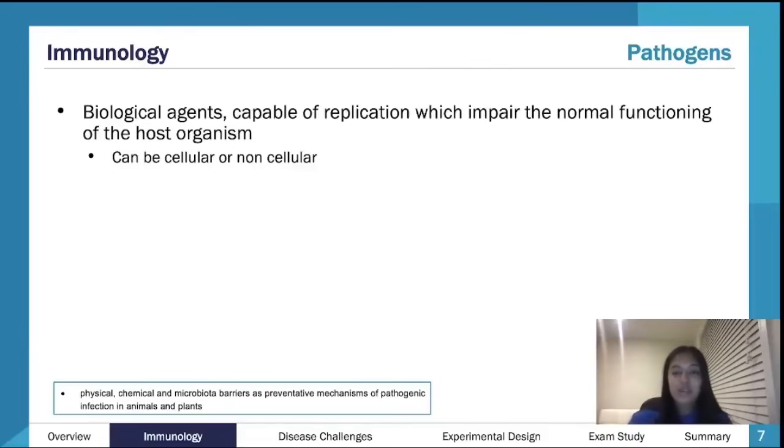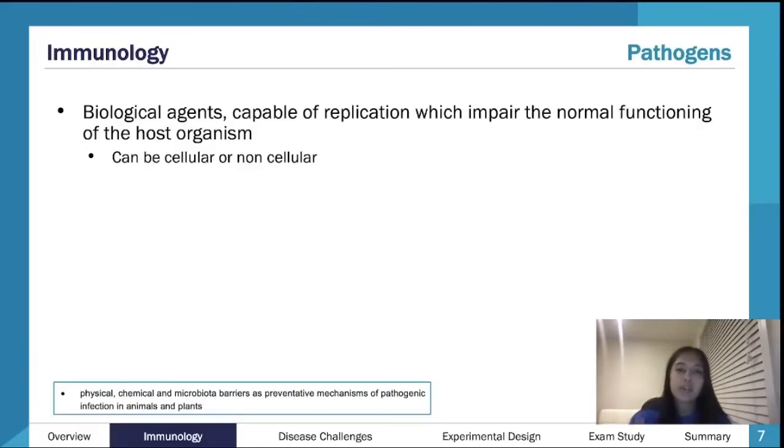Okay, to start with our actual stuff, we're discussing pathogens. So it's important to understand the distinction between different types, how antigens appear on pathogens and that sort of thing. Definitions. This is the definition in terms of biological agents that can cause disease. They impair the normal functioning of the host organism. Obviously, they replicate, and that's how they spread their disease and how a disease progresses, essentially.